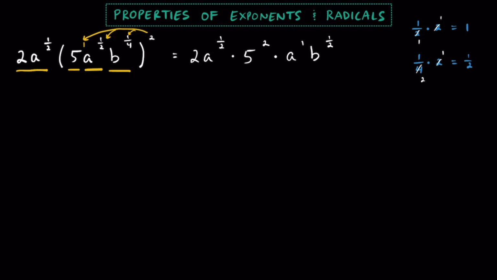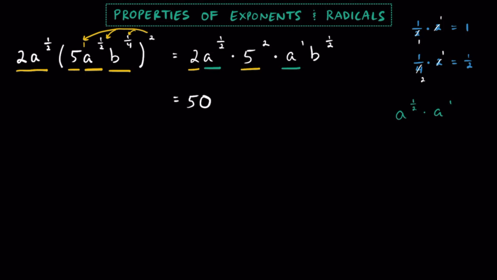All right, now to combine a few things here. So this 2 is just a normal constant or number, and we have 5 squared, and that's going to be 25. So 2 times 25, we can go ahead and say that's going to be 50 for a coefficient, right? Now, moving past that, we want to take a look at this a to the 1/2 power and multiply that by a to the 1st power. And I'm going to write that on the side here. So we have a to the 1/2 power multiplied by a to the 1st power.